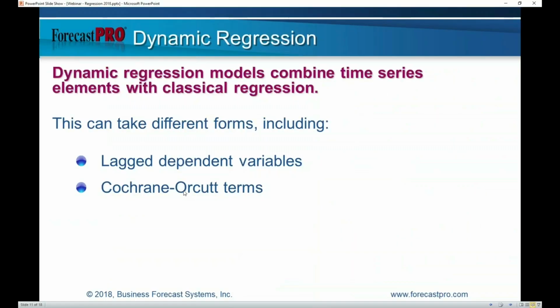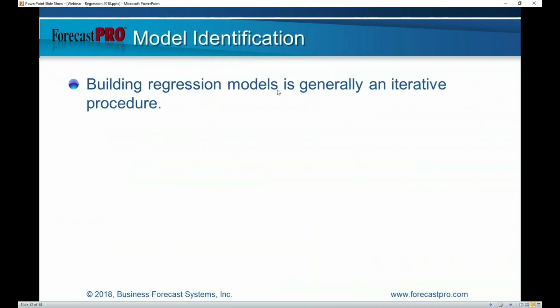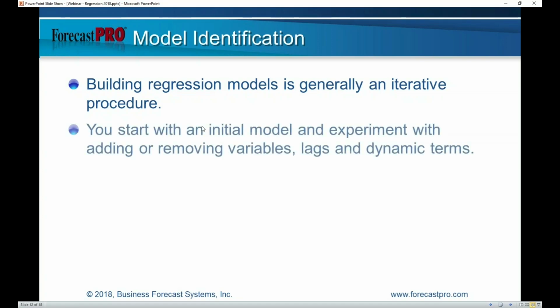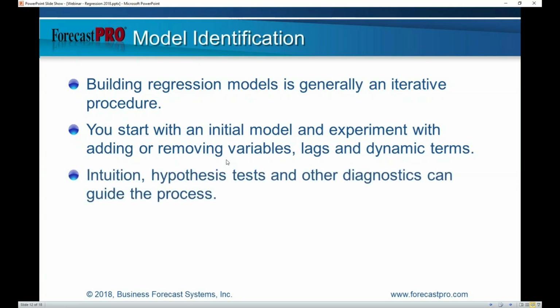So I'm going to go back to our slides and just point out a few things that we've been doing. So the model identification process is really an iterative process. We start with the model. We look at how well it fits the data. We look at some statistics and diagnostics, and then we make a change. And that change might be adding or removing variables. It might be, if we're not using automatic dynamics, it might be experimenting with dynamics. And you continue the process until you're happy with the model, okay?